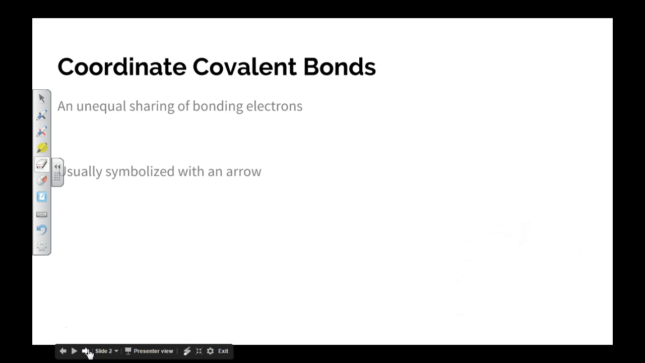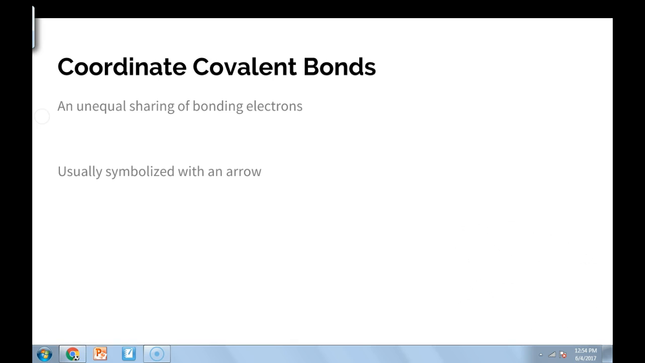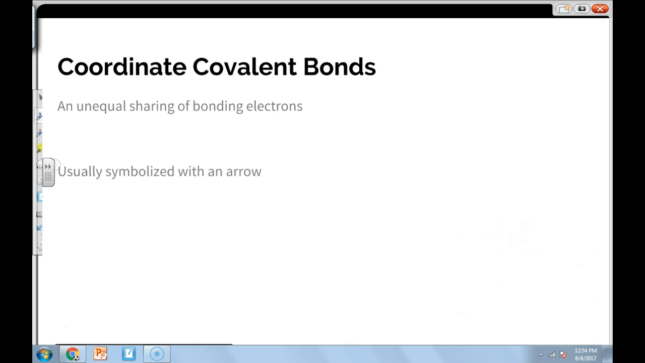Let's first describe what coordinate covalent bonds are. It's an unequal sharing of bonding electrons. The example that I come up with is carbon monoxide. Now this is covalently bonded, we know that. Carbon has 4 electrons, 1, 2, 3, 4, and oxygen has 6, 1, 2, 3, 4, 5, 6. And what we know is that this thing bonds.